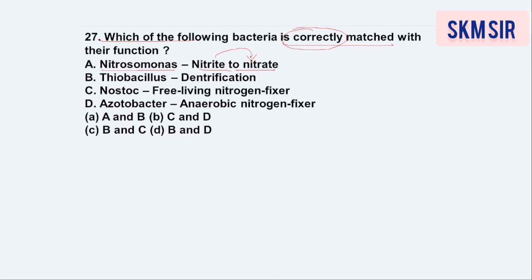That is nitrite to nitrate. So you know that is actually ammonia formation. The oxidation of ammonia is performed by Nitrosomonas. So this is wrong. What do Nitrosomonas perform? Nitrosomonas perform the function of converting ammonia into nitrite, not converting nitrite to nitrate. So this is wrong.